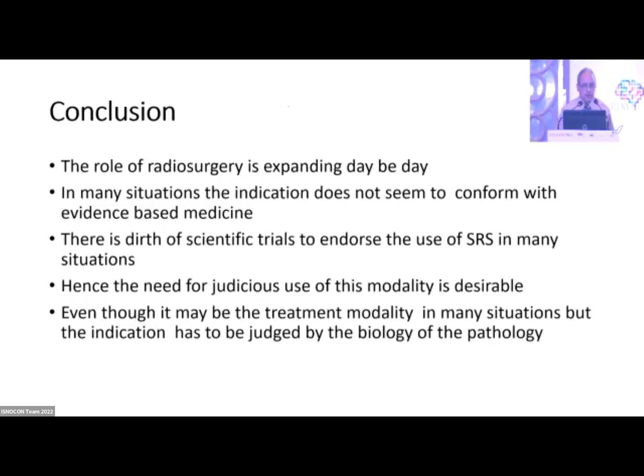So, in these few minutes, I tried to cover areas which are very controversial and where you really don't know where to go. The role of radiosurgery is expanding day by day. There's no doubt about it. Now we are going to functional radiosurgery and things like that. The main problem is in many situations, the indication does not seem to conform with evidence-based medicine. There is a dearth of scientific trials to endorse the use of SRS in many situations. Hence, a judicious use of this modality is desirable. And even though it may be the treatment modality in many situations, the indications have to be judged by the biology of the pathology.